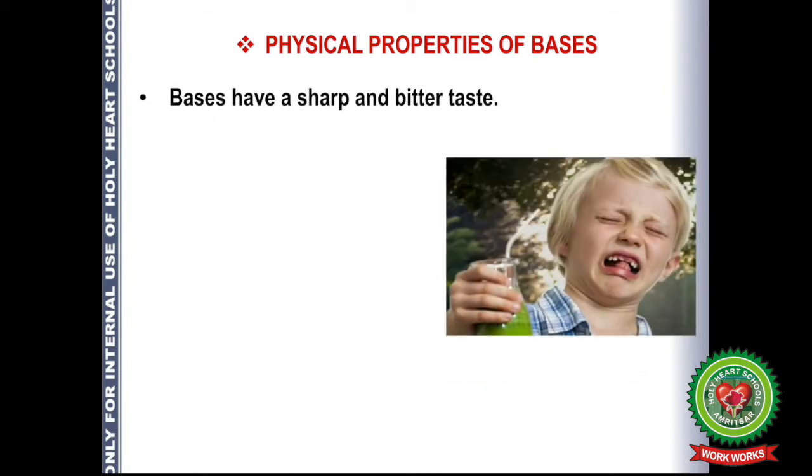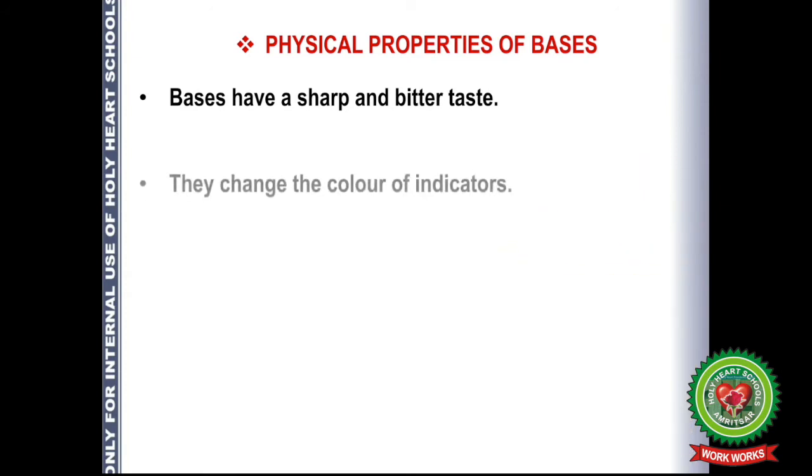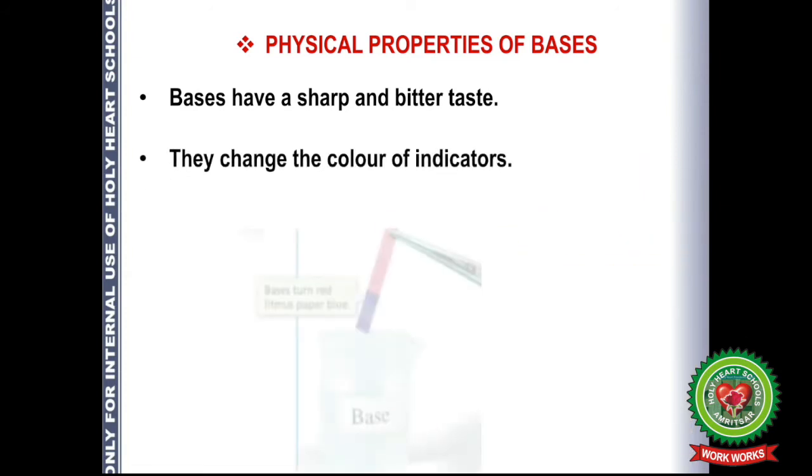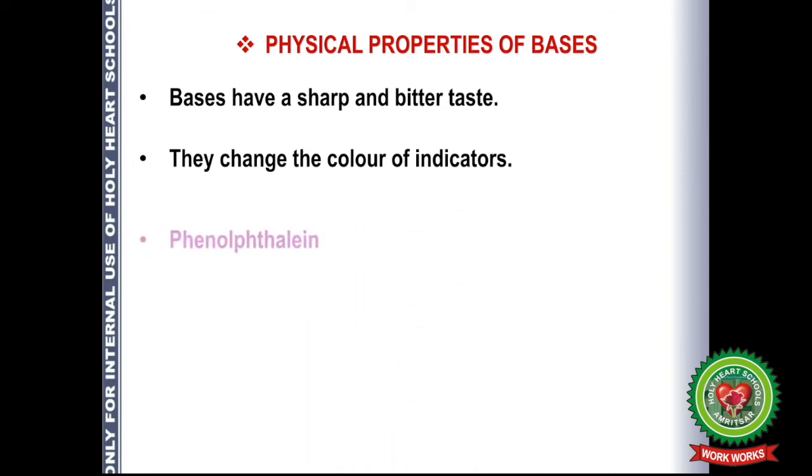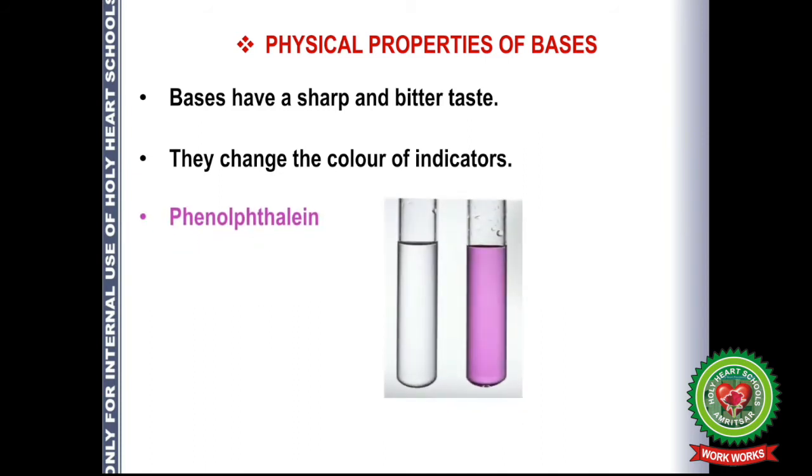Let's start with the first topic, that is physical properties of bases. Bases have a sharp and bitter taste. The second one is that they change the color of indicators. First, let us consider litmus paper. When we dip red litmus paper into a base, it turns blue. The second one is phenolphthalein. When we add phenolphthalein to a base, it turns pink.